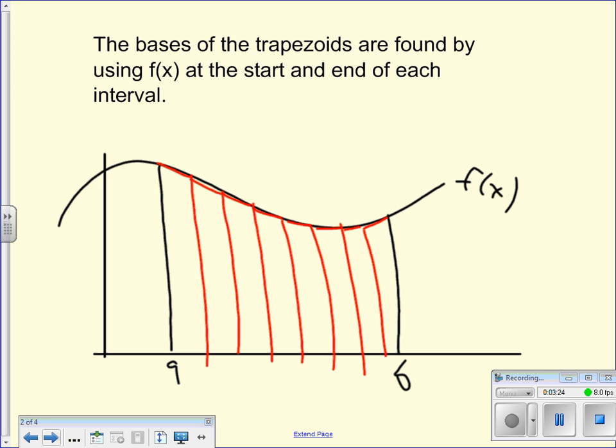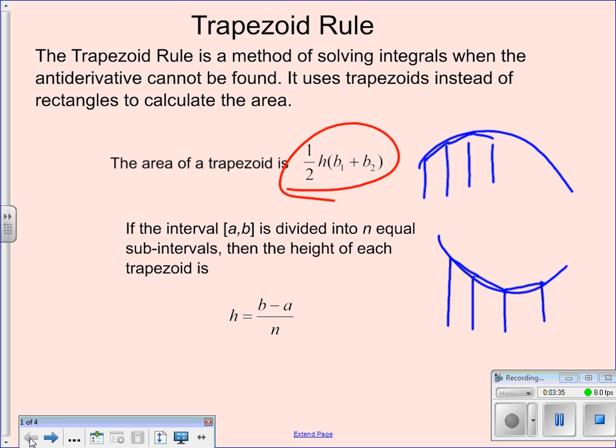Okay. So your area of this first trapezoid, it's 1/2. This is your height, your distance here. This is your height here. And if they're equally spaced, that's where this formula comes from. You take the distance between A and B divided by how many you have it broken up into. That gives you your width. That also tells you where to find your points of breaking apart.